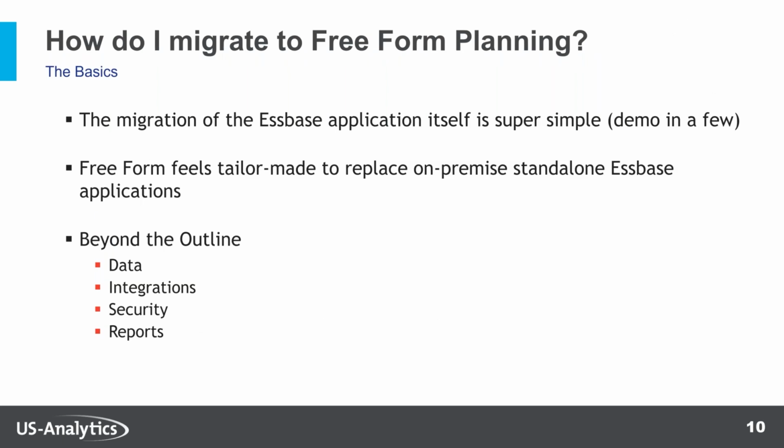So how do we do that? How do we migrate existing applications to the cloud? They've made this super simple, and we'll see this in the demo, because all we have to do is import our existing outline or existing LCM extract, and that's how we create a freeform planning application. So we'll go through that process, and you guys will get to see it. But it's very simple. It's really tailor-made for replacing on-prem standalone applications.